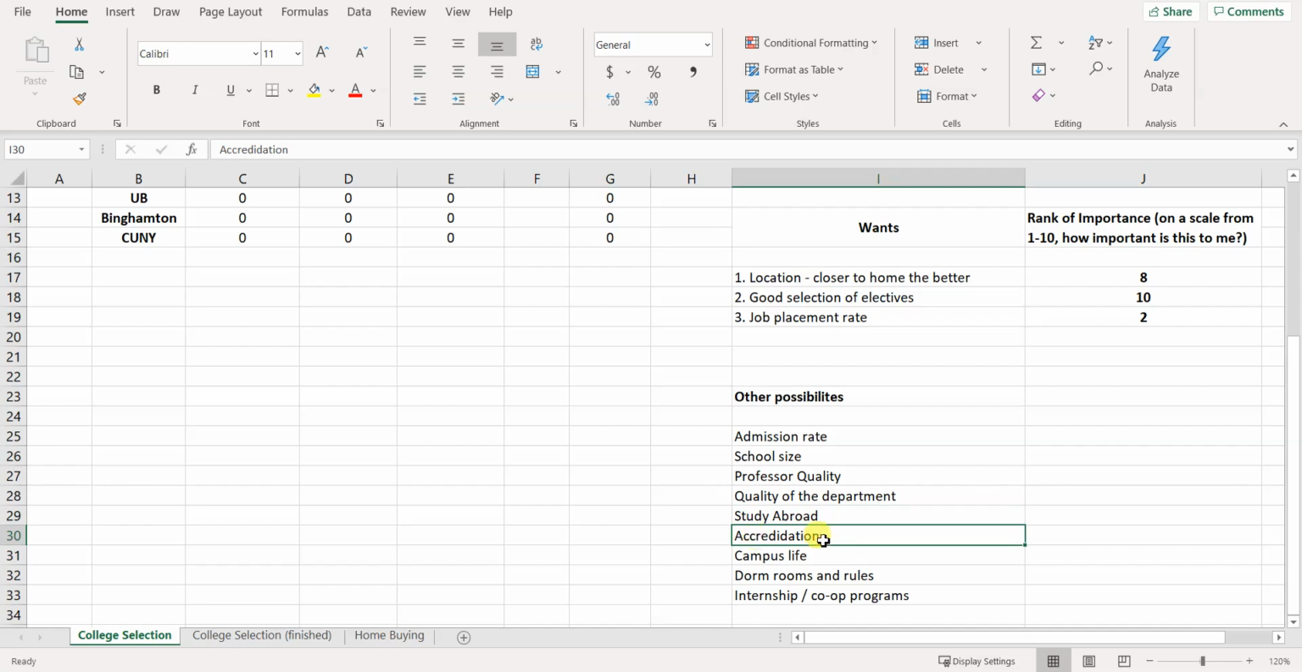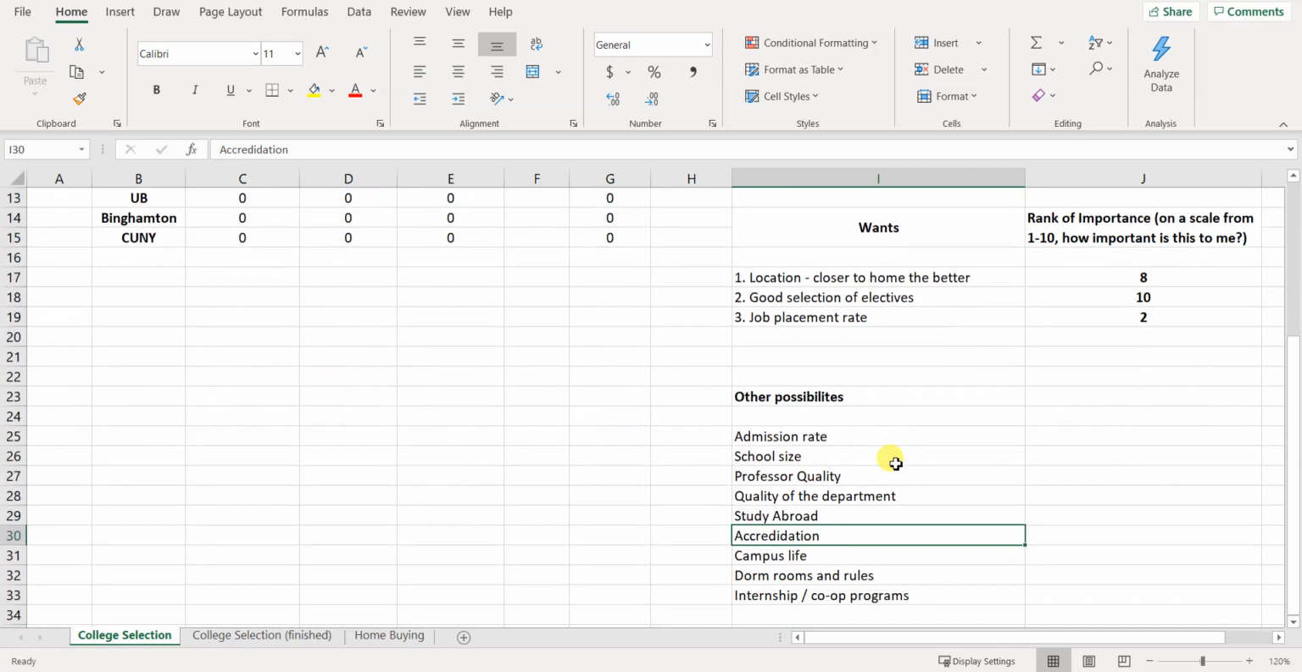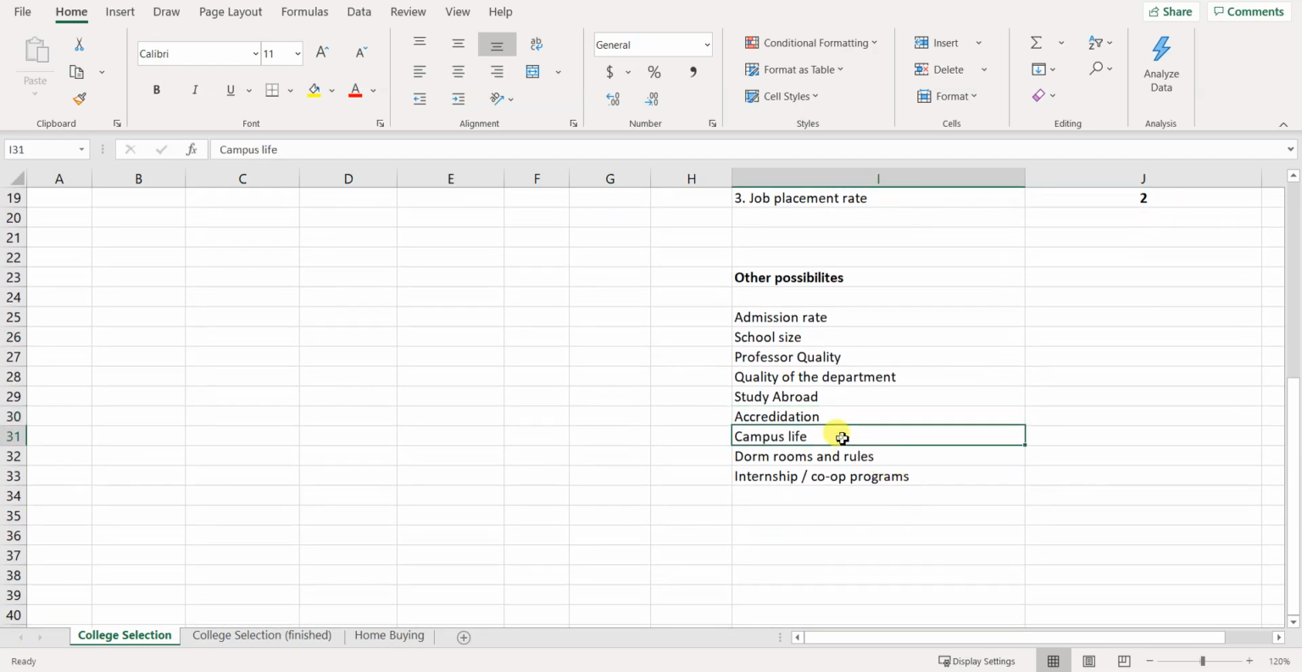Accreditation, this I did include in mine, and it was a must-have. I was not going to go to a school without that, because I didn't want to work so hard for a degree, and then employers say, hey, that school isn't accredited. Then campus life, are you going to be staying there? Dorm rooms and regulations, sometimes they have different rules. How important is that stuff for you? And some of this stuff is going to take some looking into.